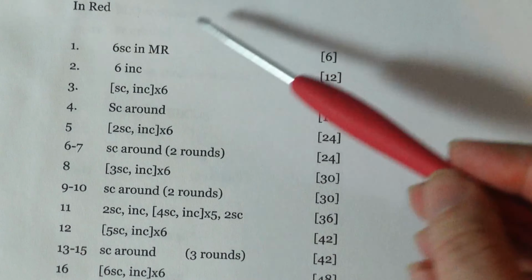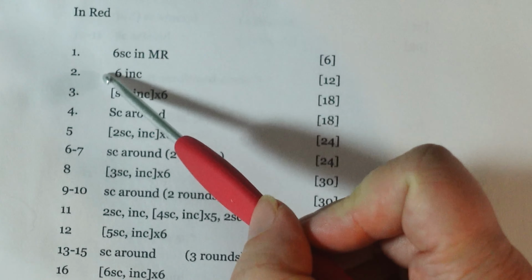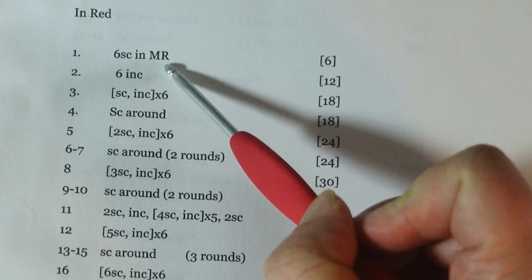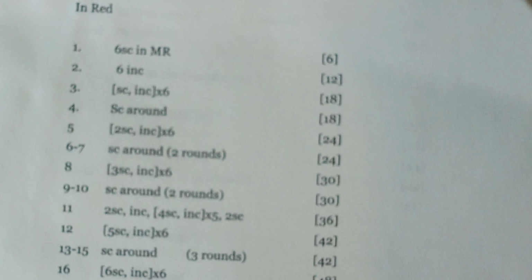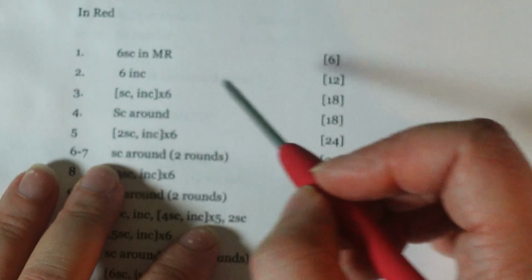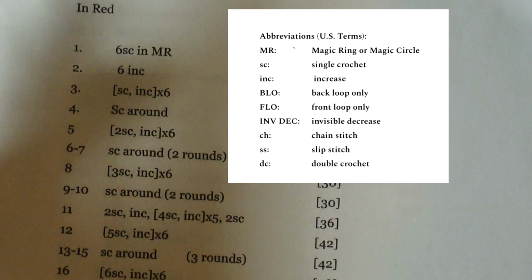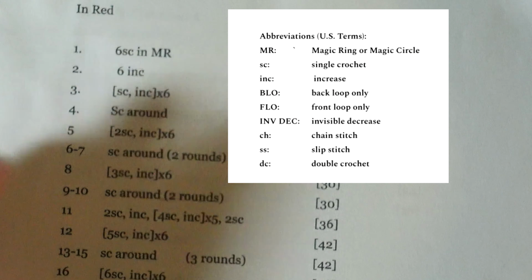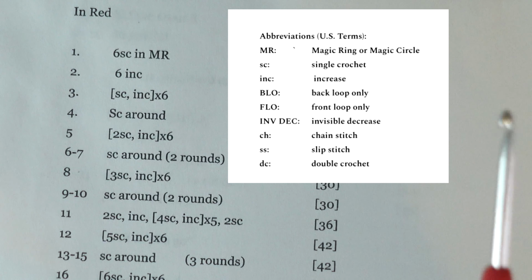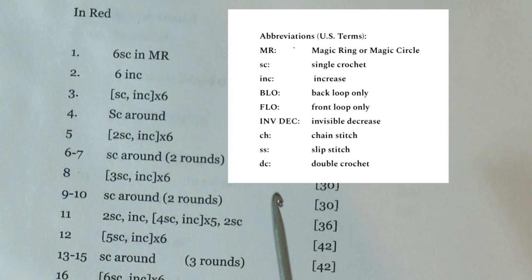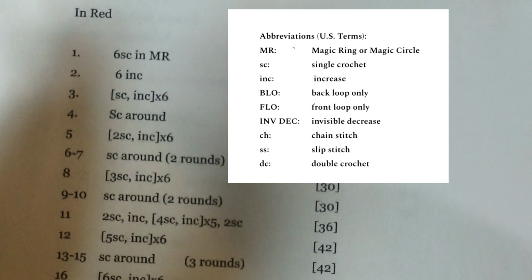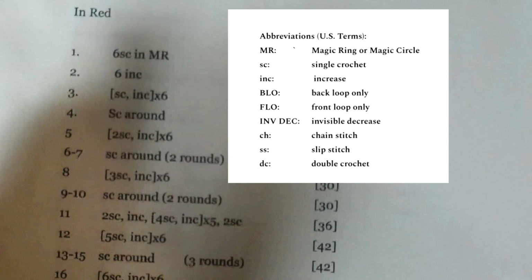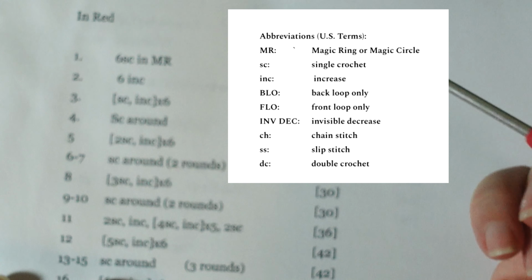There's a lot of abbreviations in crochet. We have 6 SC in MR, 6 INC, SC INC. What does that mean? Well, if you look in the front of your pattern, there should be a list of abbreviations used. And you want to make sure that you are checking which country's abbreviations you are using, because there is a difference. These are US terms.